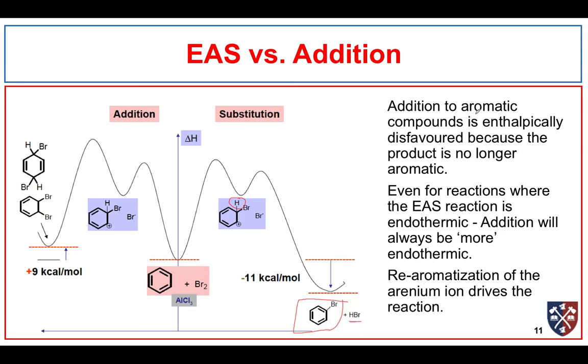So we get our addition to the aromatic compound, which is disfavored because the product is no longer aromatic. But we get that aromatic energy back if we undergo a substitution reaction, and we don't get that energy back if we undergo the addition reaction. So the addition is disfavored for thermodynamic reasons, and it's probably disfavored kinetically as well.